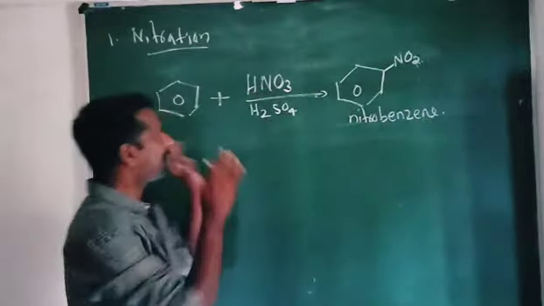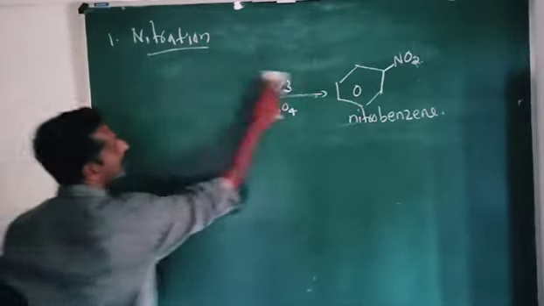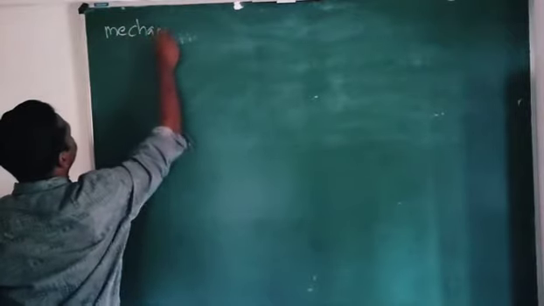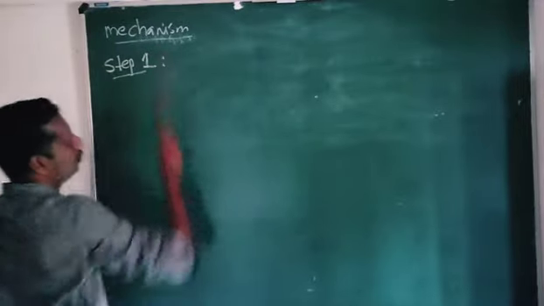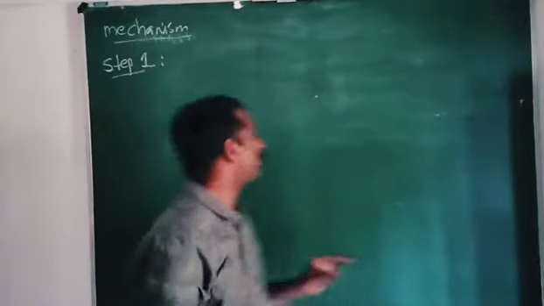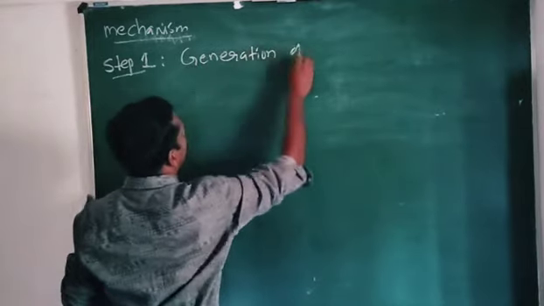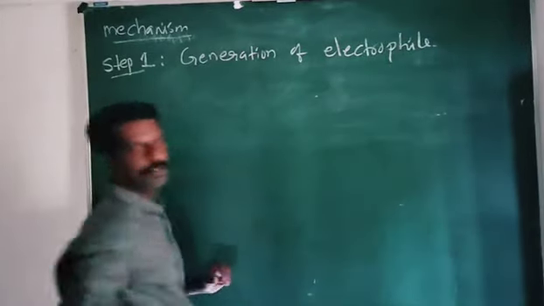Now look at the mechanism of the reaction. So the mechanism of nitration. Keep it in mind, what is nitration? When benzene is treated with a mixture of concentrated HNO3 and H2SO4, we get nitrobenzene. Mechanism of the reaction. This is important. What is the first step? For the attack, we need an electrophile. So the first step is generation of electrophile.